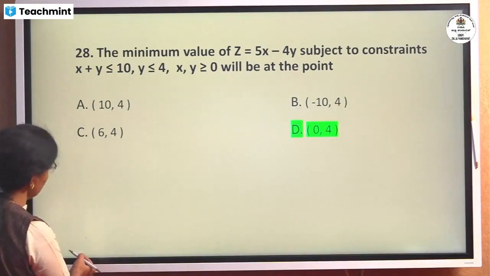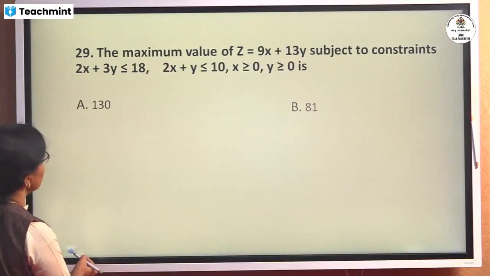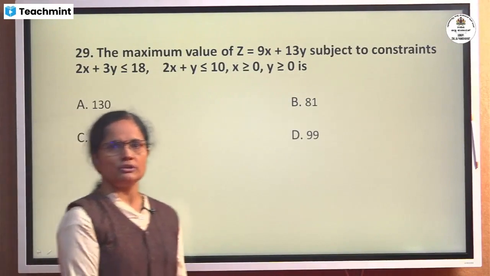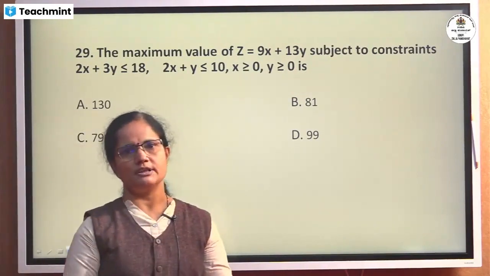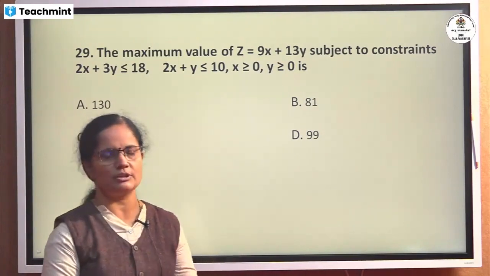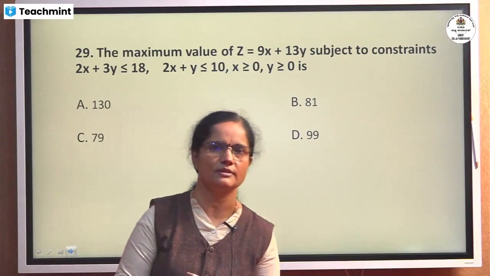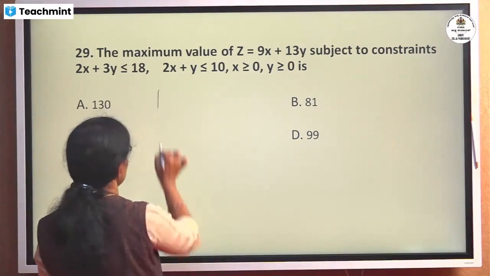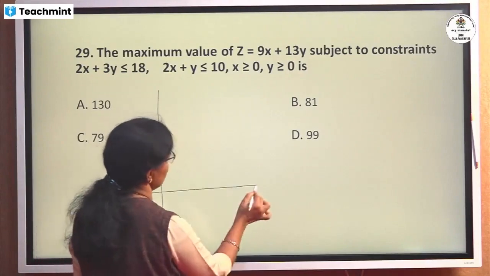Let me go for the next question and the options. Okay. So the maximum value of z is equal to 9x plus 13y, subject to the constraints. Two constraints are given here, and you have to find the maximum value. Better to go for the graph again.